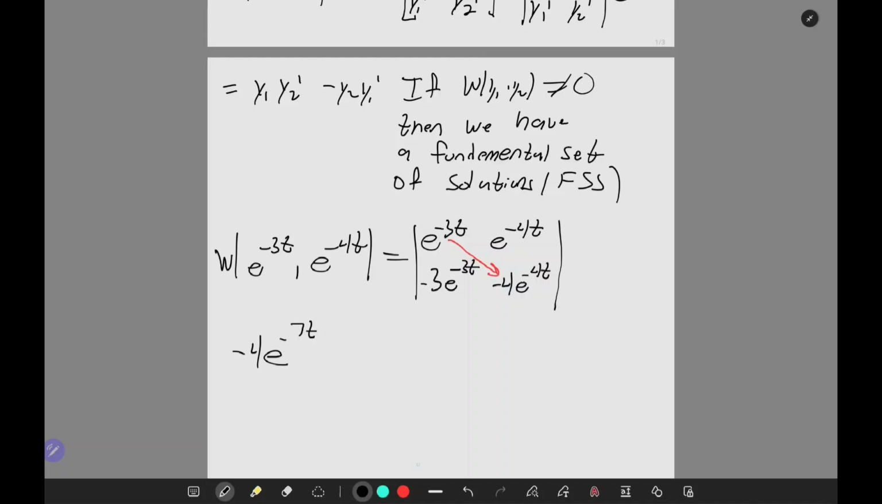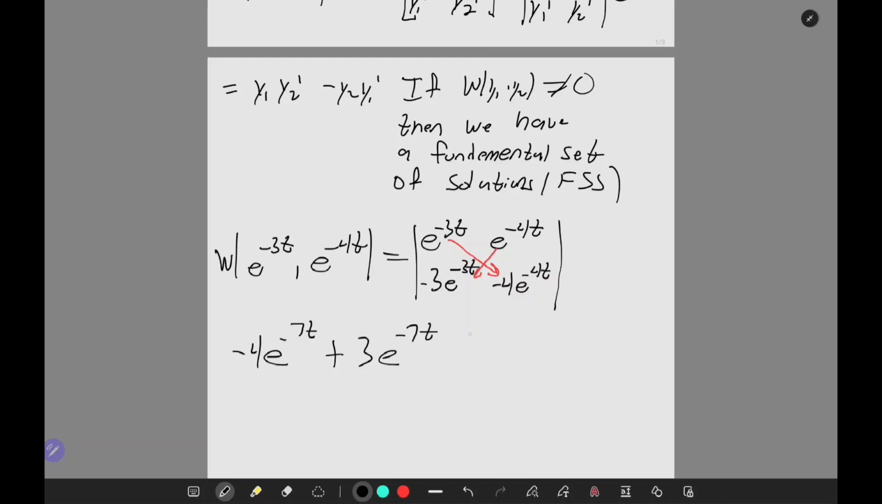And then we're going to subtract this one this way, right? So that's e to the negative 4t, minus e to the negative 4t times negative 3. So because we have that negative there, this becomes positive. And then we have e to the negative 4t. So then that's plus 3. Negative 3 minus 4 is also negative 7t.